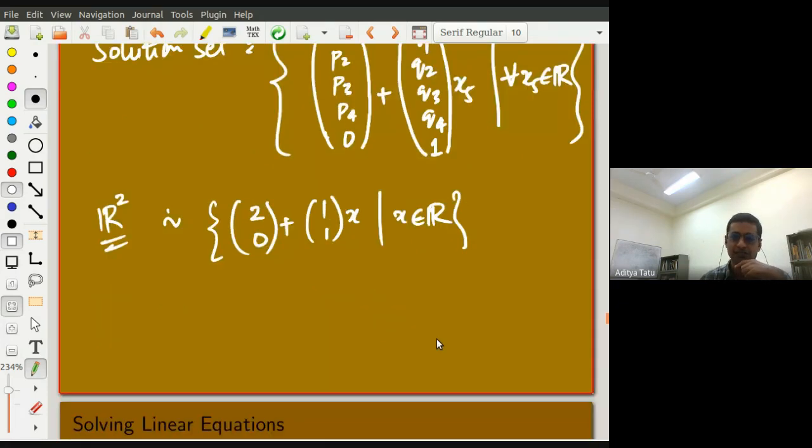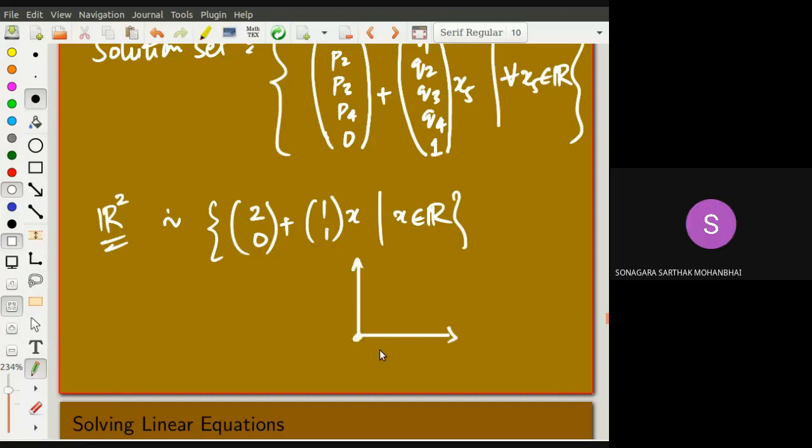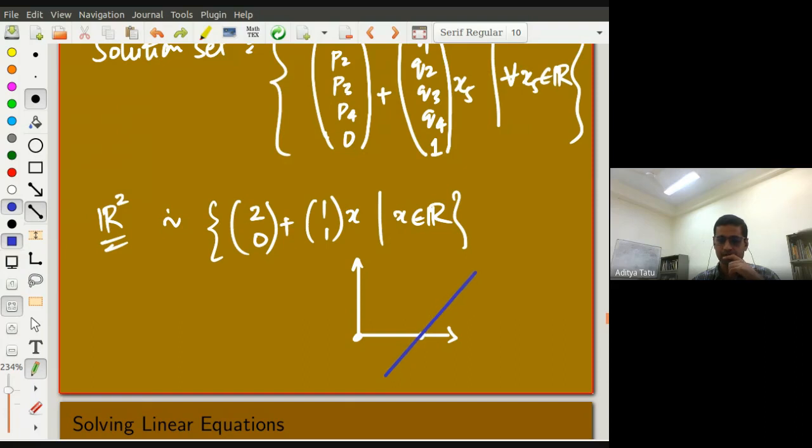Can you plot this set at least? The last coordinate will always be x5. So, okay, but the point (2, 0) is on the line and the line is parallel to the vector (1, 1). Means it has slope 1. Like this? Yes, sir. Right. Does everybody agree with this? This point is (2, 0).